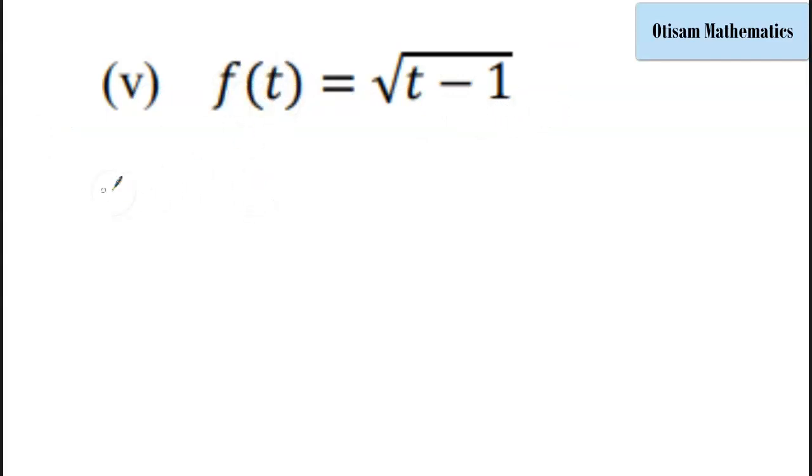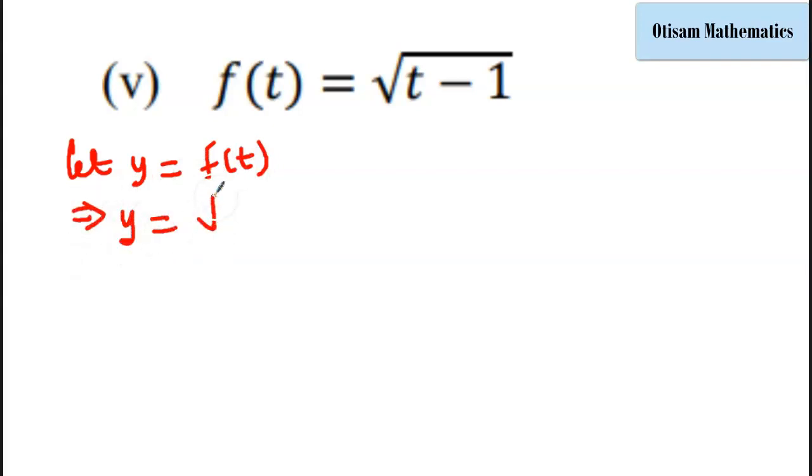Now we let y is equal to f of t. This time the function is in terms of t, which means the independent variable is t. So this implies that y is equal to square root of t minus 1. And we are not making x but we are making t the subject rather. So how do we make t the subject? The t is under a square root sign. So to make t the subject, we get rid of the square root.